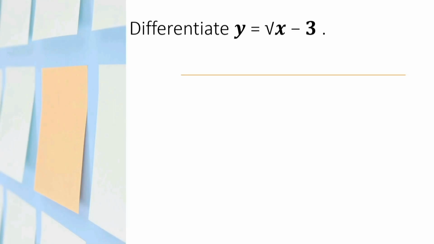So, another example, differentiate y is equal to square root of x minus 3. Usually when the given is a radical function, the conventional thing we do is to convert the radical form into a fractional or rational exponent. So let's try that. Given y is equal to x minus 3, so y is equal to x minus 3 raised to 1 half. Whatever the root or the index is becomes the denominator of the exponent. And whatever the power inside is becomes the numerator.